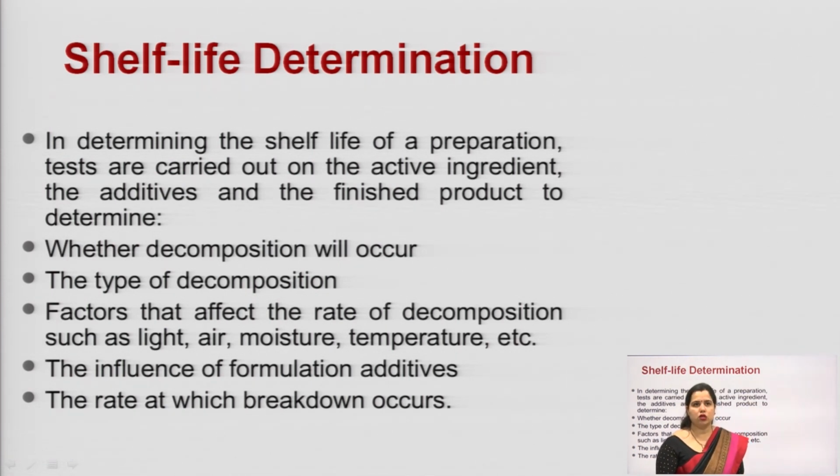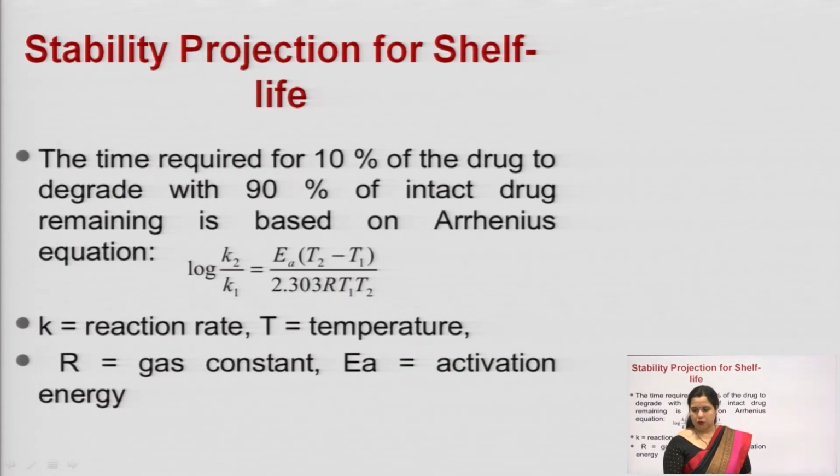Shelf life determination is where we use these reactions. In determining the shelf life of a drug product, we ask for how much time it is stable when we keep it in store or during the storage time. We can identify the shelf life of a particular product using these reaction orders and kinetics. Different formulation additives and their effect on the formulation, through this we can identify decomposition factors. The stability projection for shelf life.